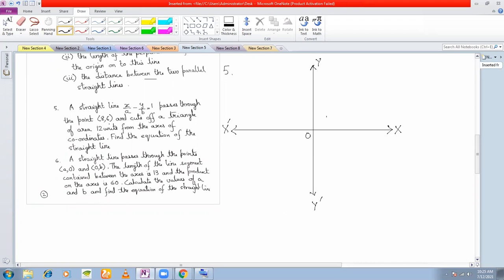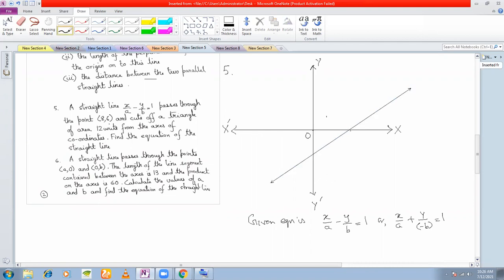What is the equation of the straight line? Given equation is x by a minus y by b is equal to 1. Or you can write this as x by a plus y by minus b is equal to 1. That means a and b must be of opposite signs, right? If a is positive, b must be negative. If a is negative, b must be positive. So let us take one such case here, when b is negative. The straight line may look something like this.